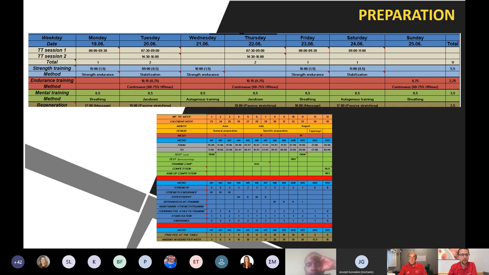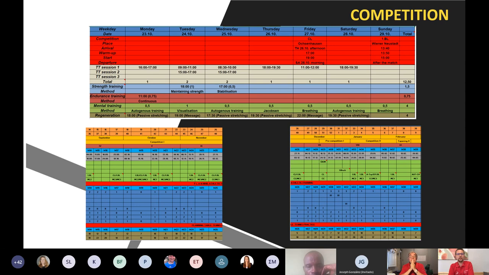Going over, this leads us to the competition phase. The competitive phase is divided into the pre-competition phase. So this is more the early season games, competitions which don't have the primary focus, and then we do have the main competition, the major games or championship events.